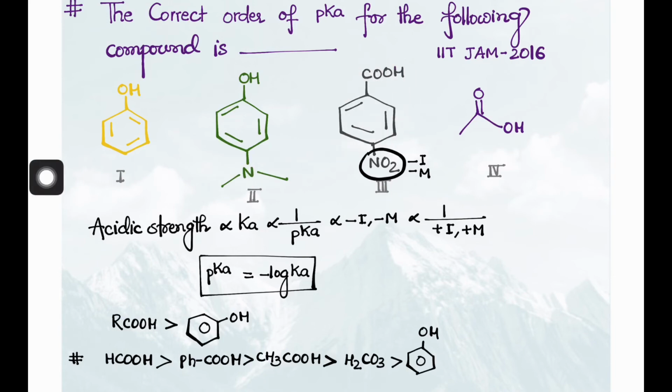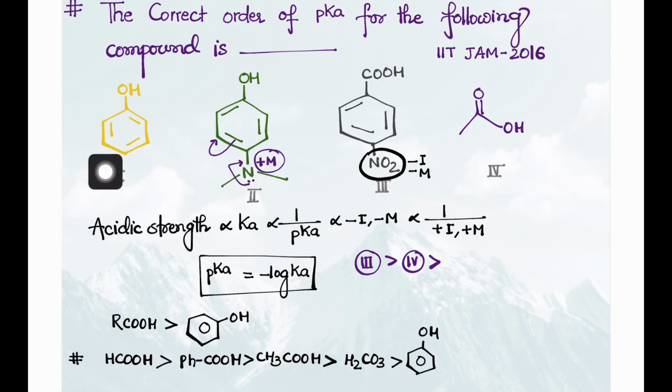So if I talk about the acidic strength, the most acidic will be the third one, followed by the fourth one, because carboxylic acid is more acidic than phenol. Then in between these two, this dimethylamine is basically an electron donor group, that is plus M, that will decrease the acidic strength. So I will say 1 is more acidic than 2.